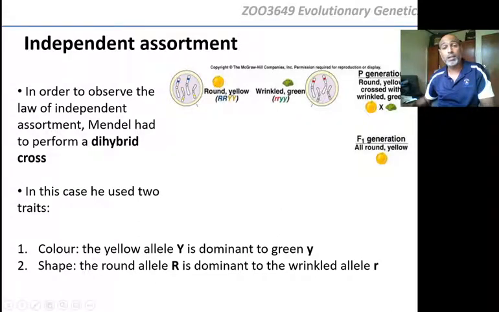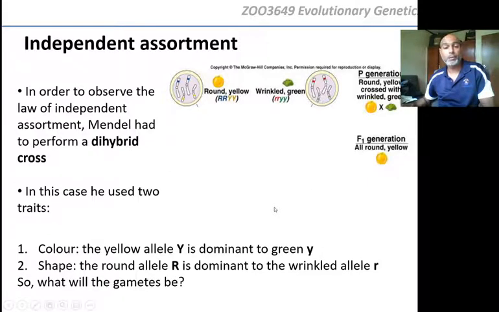Here is round and yellow. So round is dominant, yellow is dominant. So this one has big R, big Y, this P here. This P, you see wrinkled is recessive and green is recessive. So that means he's got small r here for the wrinkled and small y for the green because he's not yellow, right? So if we mate these two, what will the F1 generation look like? Yeah, they will be all round and all yellow.